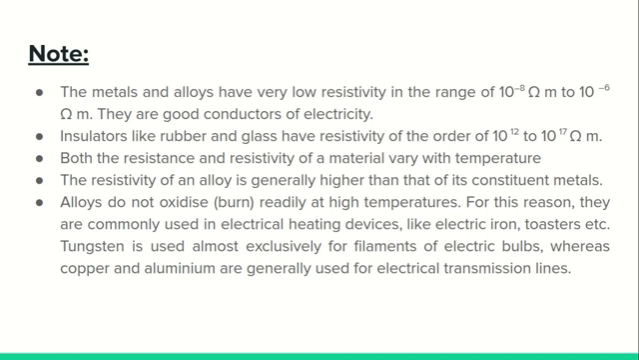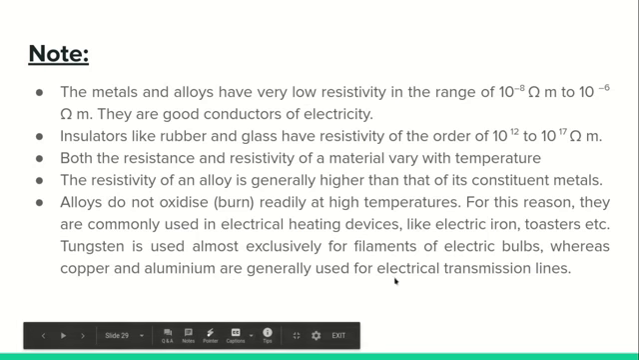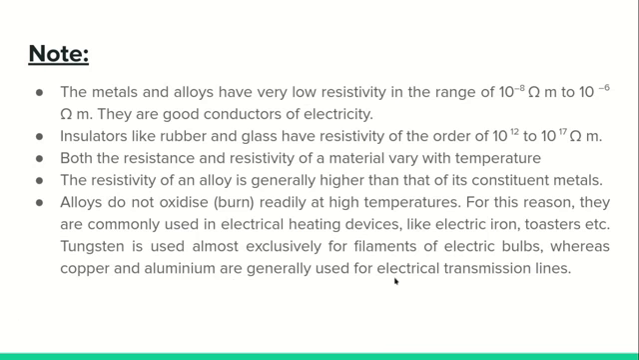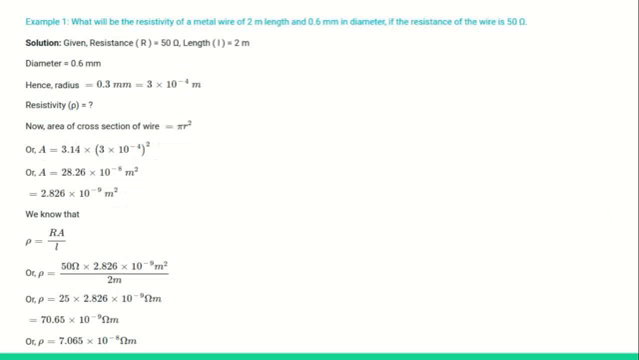Tungsten is used almost exclusively for filaments of electric bulbs, because it offers high resistivity and glows very soon. Whereas copper and aluminium are generally used for electrical transmission lines. That is, they are used for wiring purposes. We can use the formula R equal to rho L by A in our problems also.